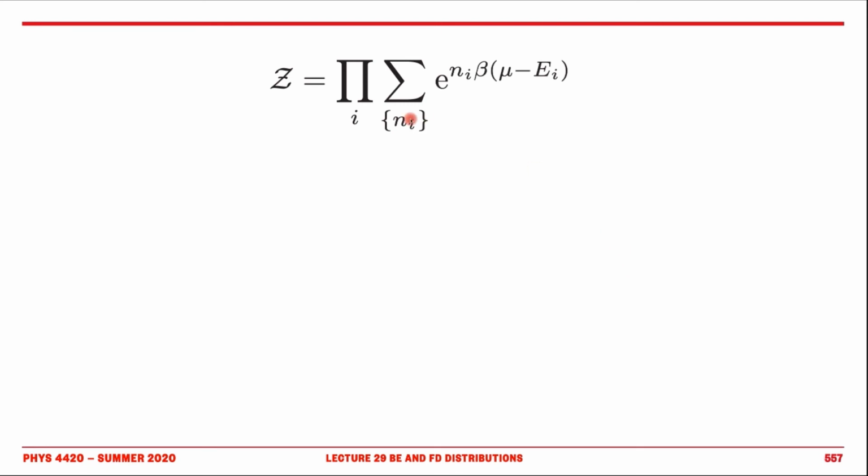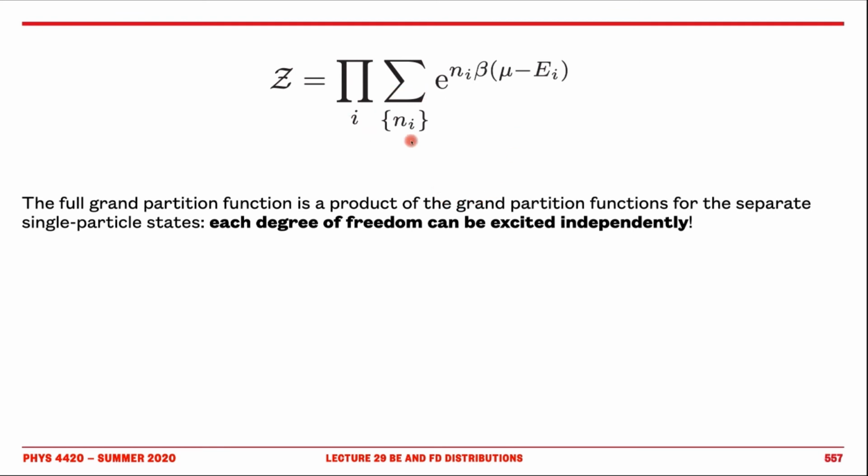This very important result is that the grand partition function is described by this formula here, which again, let's try to remember: it's a sum over all the possible occupations, depending on whether you have a fermion or a boson, and it's a product over all the states, which are all single particle states. These are states where we put a single particle. What we see here is that the grand partition function is a product of the partition functions of each state, each corresponding to a single particle state. So the degrees of freedom are basically decoupled and can be excited independently.